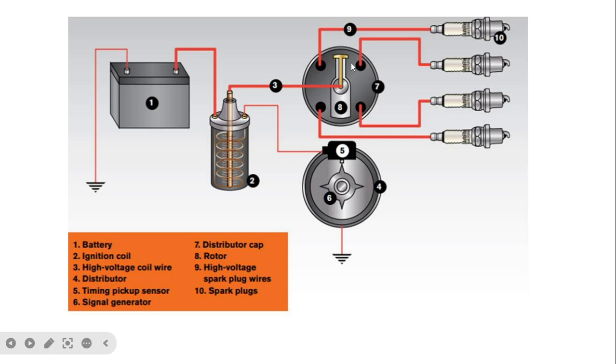These 4 spark plugs are connected to this distributor. This works as a distributor, meaning it provides the current at a time to any 2 of the coils. In the first stage it will provide current to the first 2 coils, and in the second stage it will provide the current to this spark plug and this spark plug.